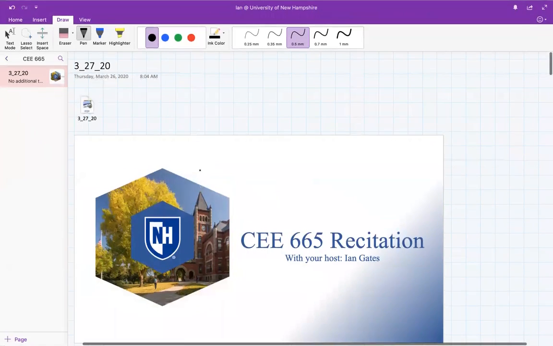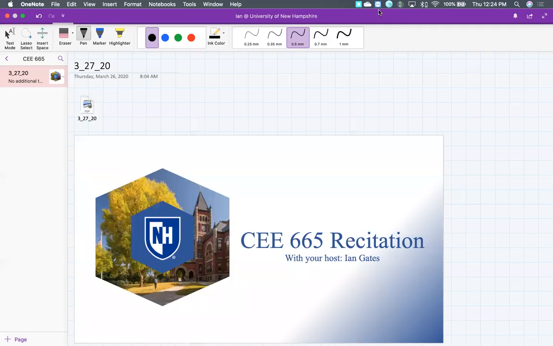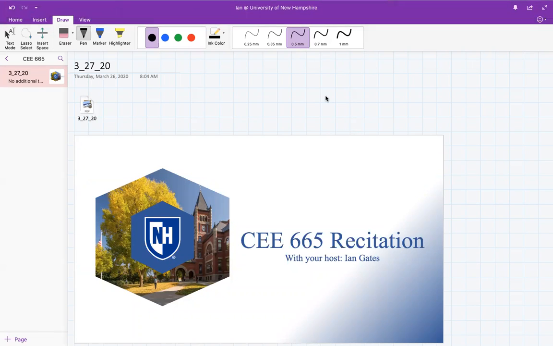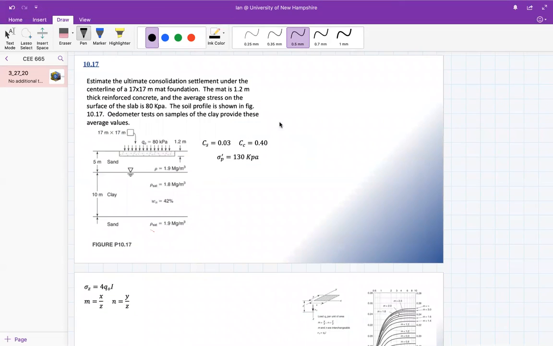So on with the show. Not going to annotate. There we go. We're going to move it right there. So the first problem we're given is, get my pen all ready.